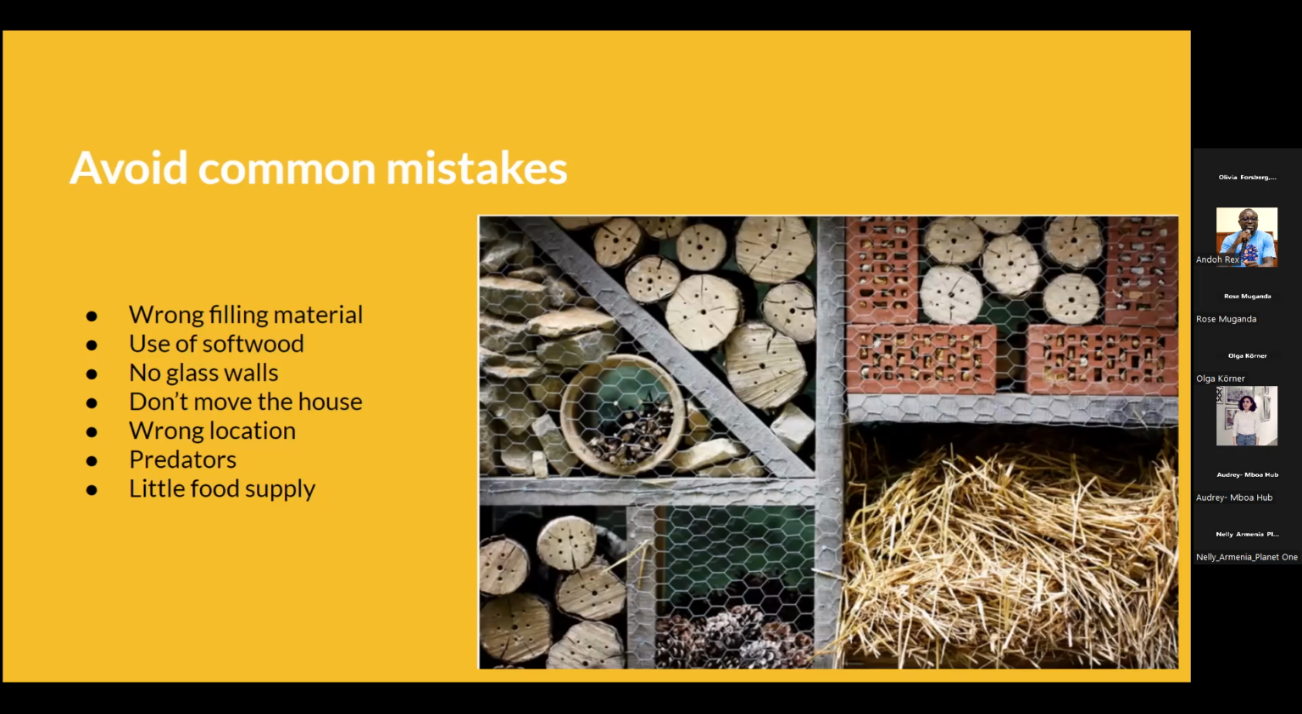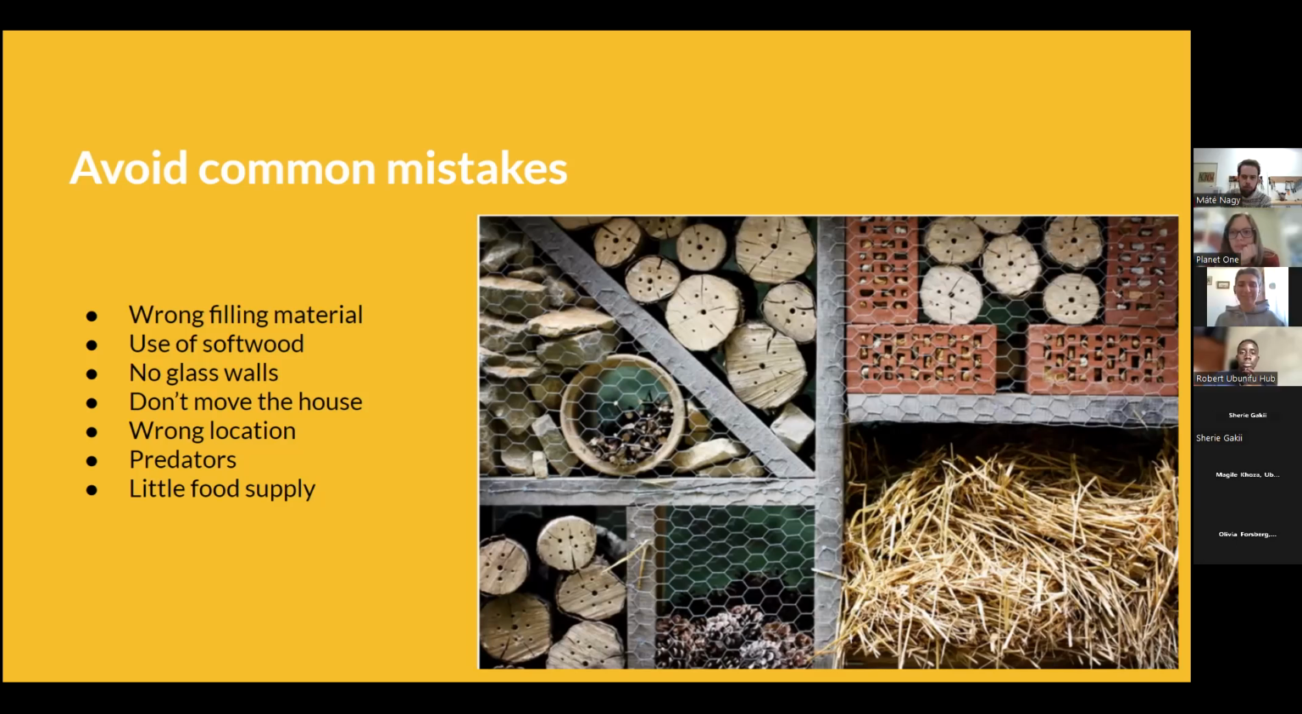Using softwood is not a good idea. It's better to use hardwood. And never make glass walls, although you might want to see what's happening inside, because glass gets very warm in the sun and it will destroy the system inside and the eggs of the insects. It's also important not to move the house once you have made it.